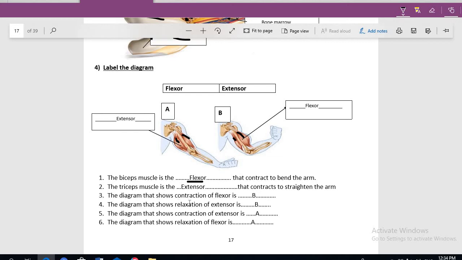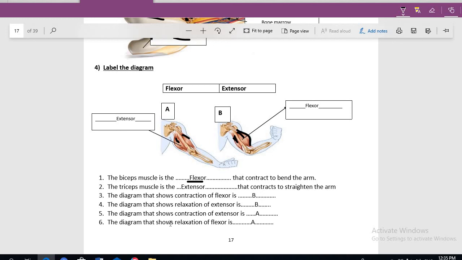The diagram that shows contraction of the flexor, which one contracts, A or B? B. The contraction of the flexor is B. The diagram that shows relaxation of the extensor, A or B? Relaxation, relax, this one, B. So when the flexor or biceps contracts and the extensor or triceps relaxes, what happens? You bend your arm.